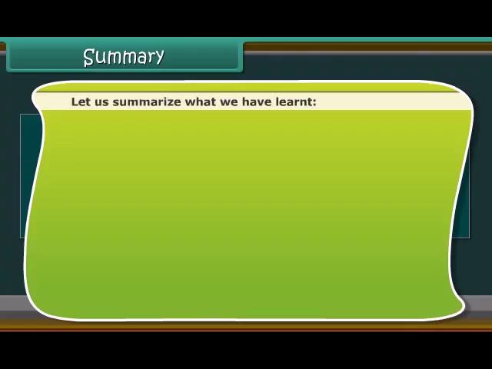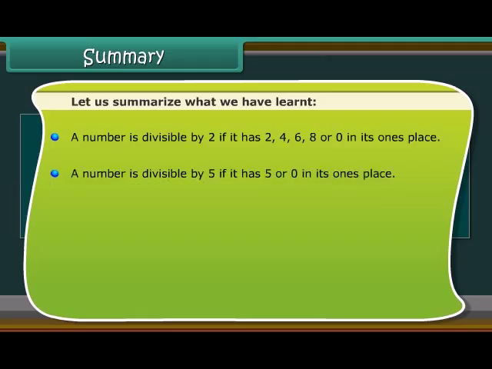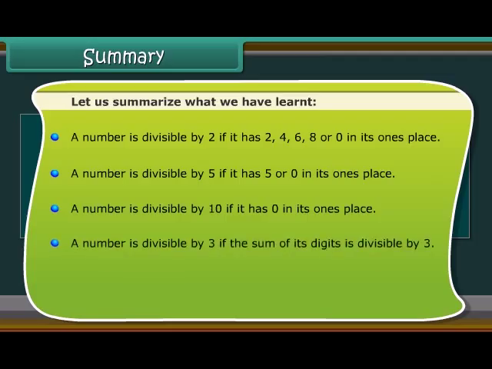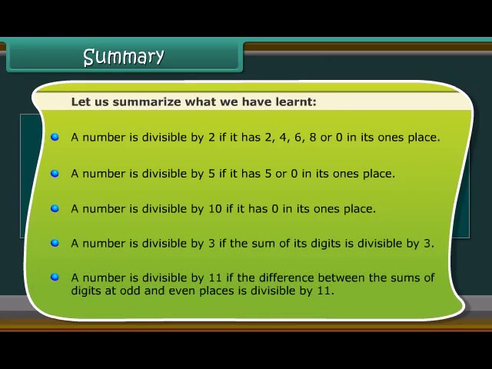Summary. Let us summarize what we have learnt. A number is divisible by 2 if it has 2, 4, 6, 8 or 0 in its ones place. A number is divisible by 5 if it has 5 or 0 in its ones place. A number is divisible by 10 if it has 0 in its ones place. A number is divisible by 3 if the sum of its digits is divisible by 3. A number is divisible by 11 if the difference between the sums of digits at odd and even places is divisible by 11.